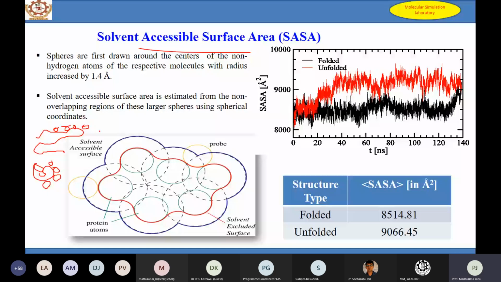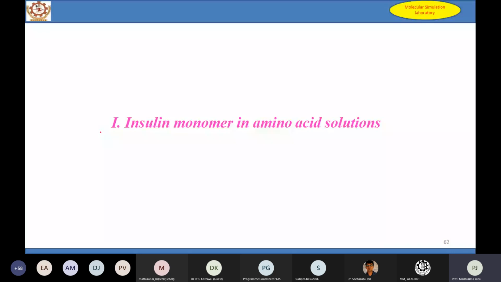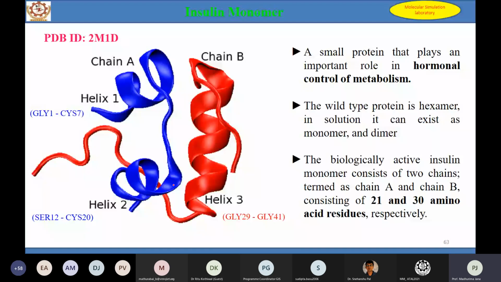Now I will show some of the results for insulin monomer. Here is the protein. I'm not going into the details of the protein here, but you can see some helical structure is there. And as I told, the helical structure is very important. This is the secondary structural unit of the protein, and it governs the protein's biological function. And these are all the details of the simulation.